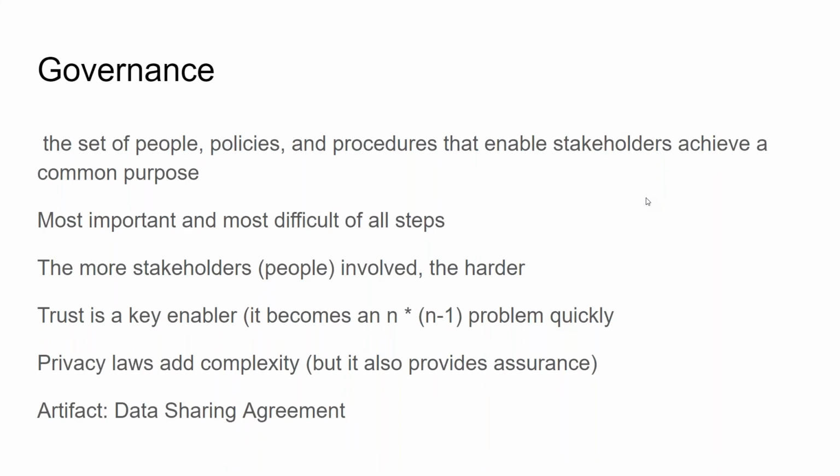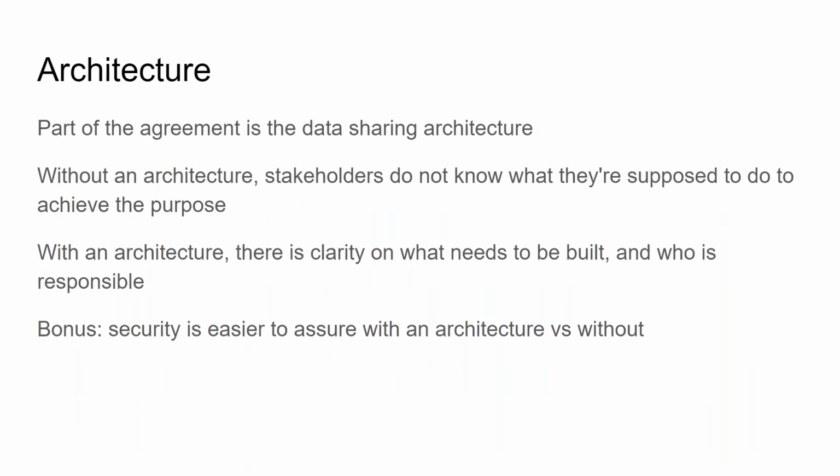After you have a data sharing agreement, which is the output of your governance, then you have to have an architecture or a blueprint. This is actually part of the data sharing agreement, the architecture of how data will be extracted from one system and transferred to another system, and how it will be imported into that second system. Without an architecture, stakeholders do not know what they're supposed to do to achieve the purpose of the sharing agreement. But with an architecture, there is clarity on what needs to be built and who is responsible for what.